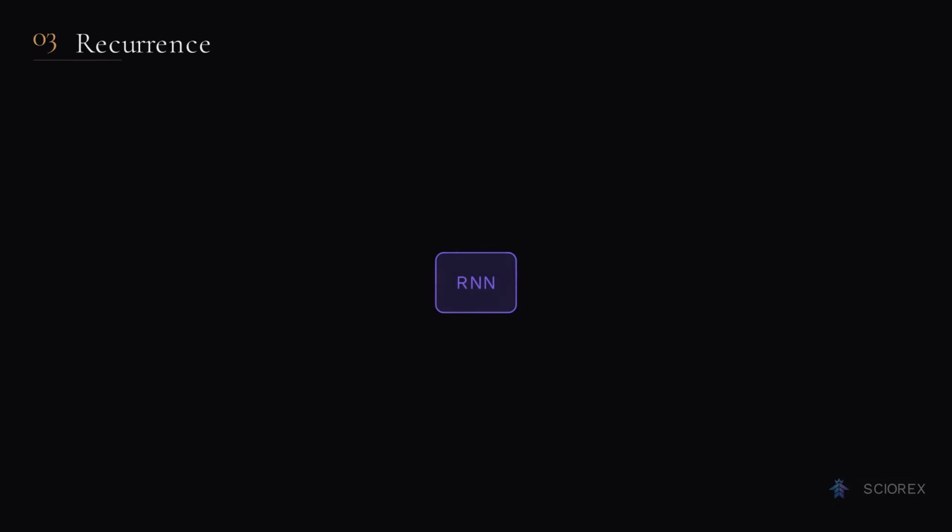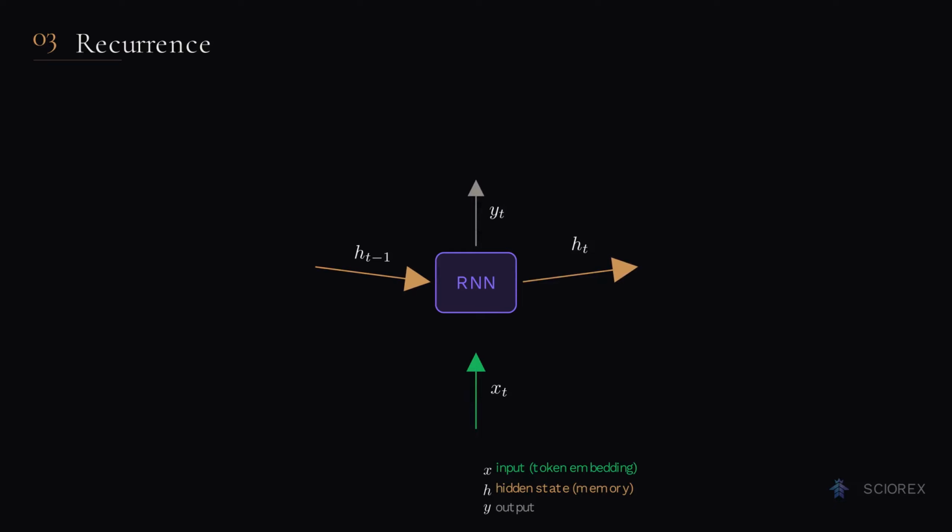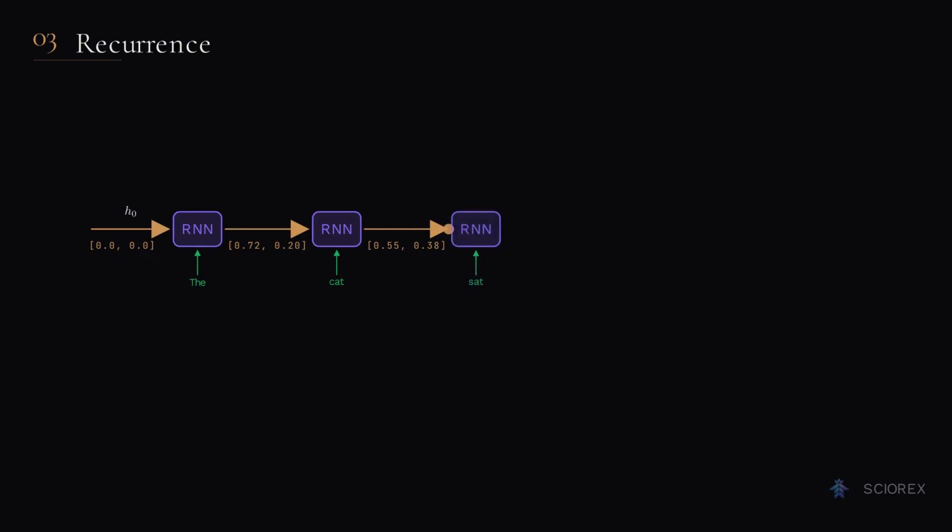The idea behind recurrent neural networks is elegant. Process the sequence one token at a time and carry forward a hidden state that summarizes everything seen so far. At time step 1, the cell takes the first token embedding and an initial hidden state, usually zeros. It produces a new hidden state. At time step 2, it takes the second token embedding and that updated hidden state. And so on, one step at a time, threading a summary through the entire sequence.